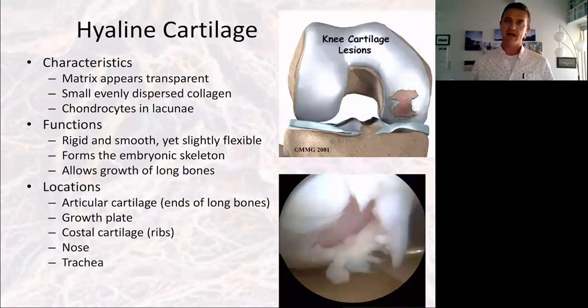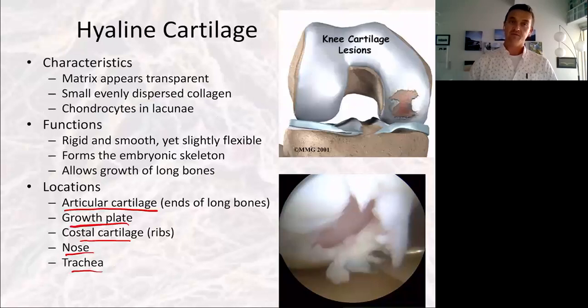Okay, first type is called hyaline cartilage. This is the type of cartilage that, for one of the places you find it, is inside of our joints, at the end of our long bones, also known as articular cartilage. We find this in our growth plates, in our connection from our ribs to our sternum, called our costal cartilage, in the nose and in the trachea.